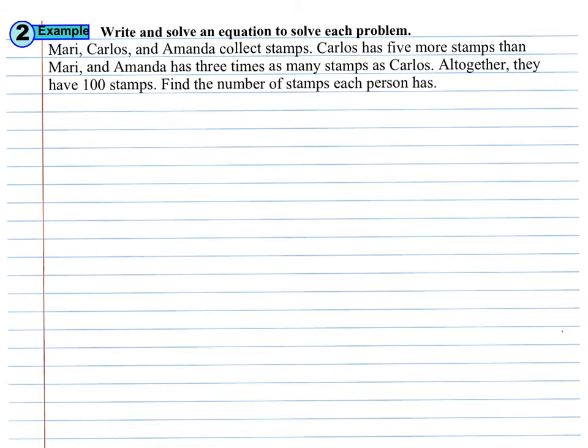This problem is a lot like the last one that we did, but instead of 2 people, it's 3 people. And in this one, we have Mari, Carlos, and Amanda that collect stamps. Carlos has 5 more stamps than Mari. And we have that Amanda has 3 times as many stamps as Carlos. And we want to know what their information is altogether if they have 100 stamps.